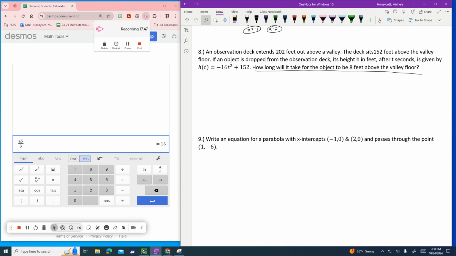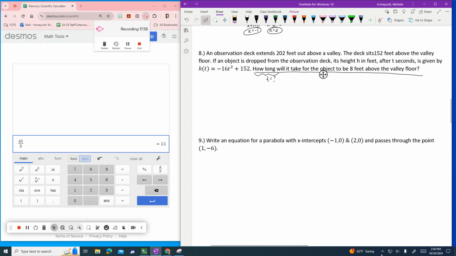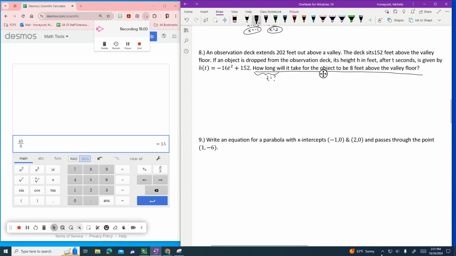So number 8, how long will it take for the object to be 8 feet above the valley floor? So how long is asking me what's the time. For the object to be 8 feet, so 8 feet looks like that's the height. So they're asking me what is t when my height equals 8. So that's the question I'm going to answer. So let's read the problem.